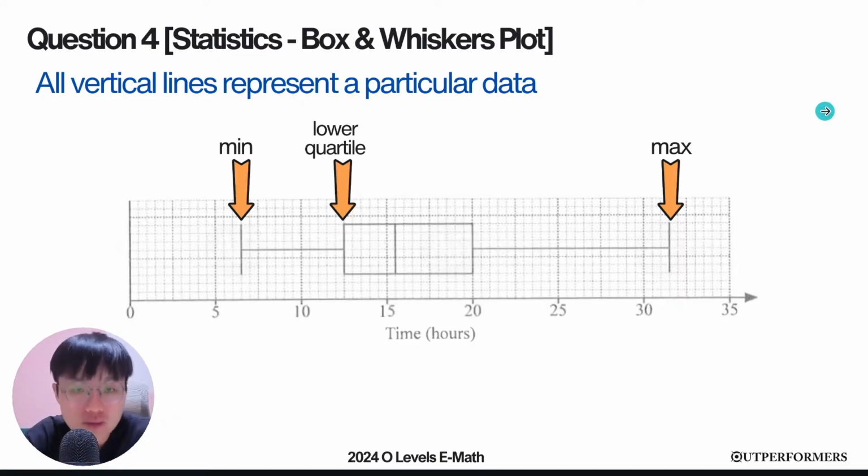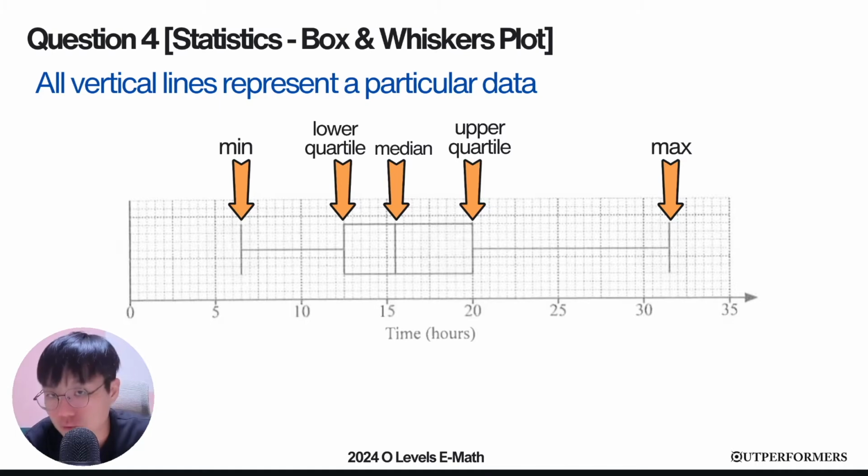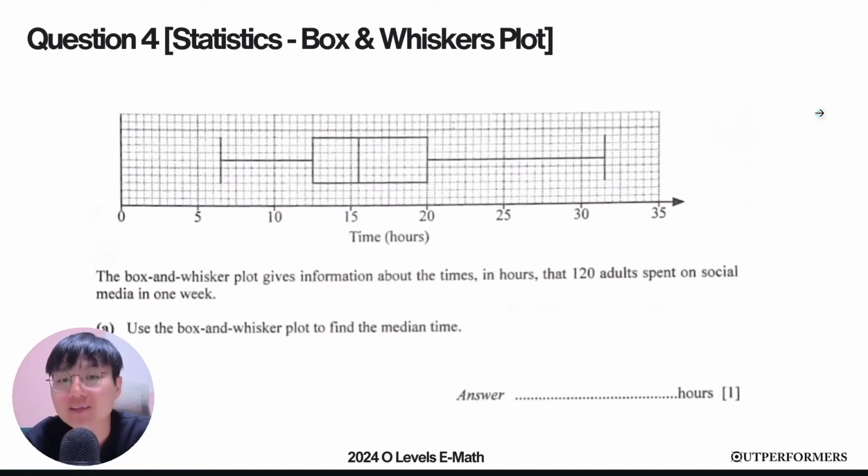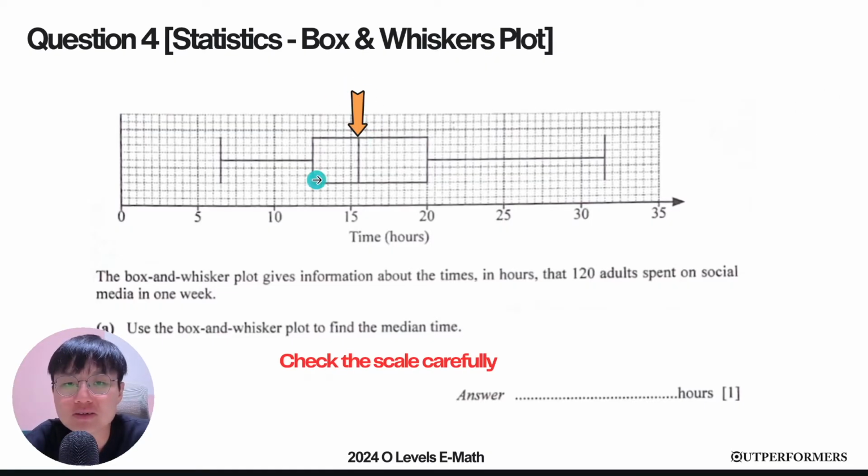And we still have 3 vertical lines here, right? Number 1, I have my lower quartile. 2, I have my median. 3, I have my upper quartile. Of course, you don't have to go and identify all of it during the exam. I just want to show you what the data represents. The question is now only asking for median time, right? So the median time, check the scale properly first. Median time is over here, and that is 15.5 hours. Okay, so that's for part A.